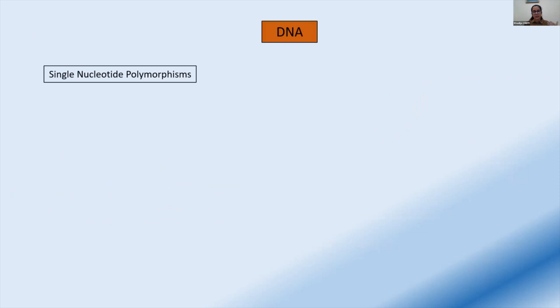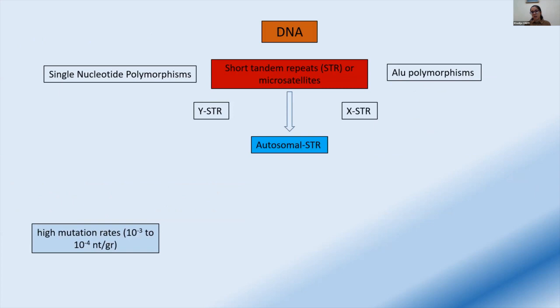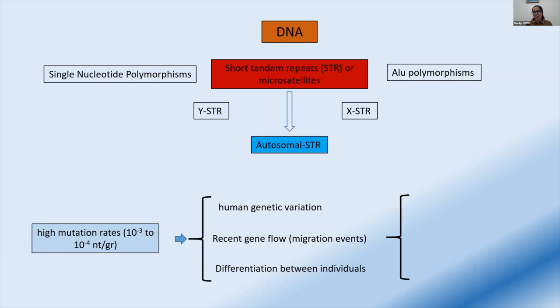In this study, the markers of interest are autosomal short tandem repeats. They represent high mutation rates, which help to analyze human genetic variation, recent gene flow, and differentiation between individuals. These markers are widely used in evolutionary genetics, population genetics, and forensics.